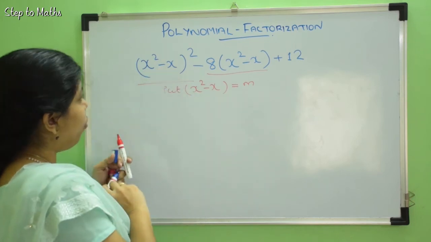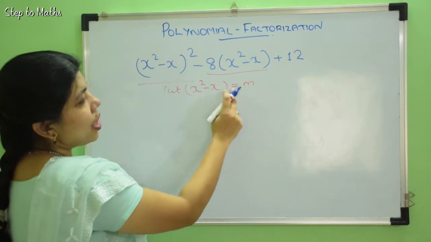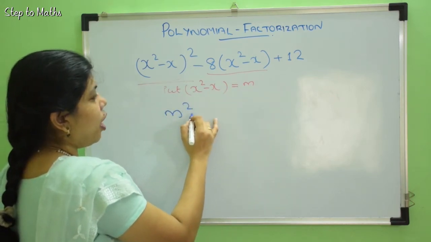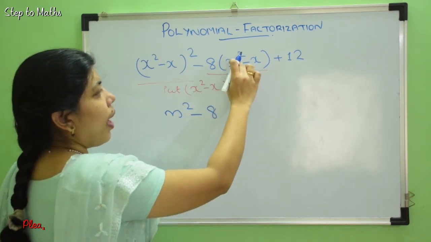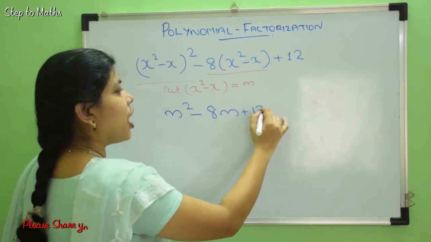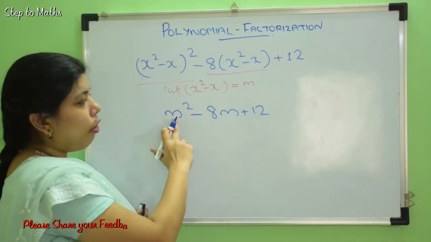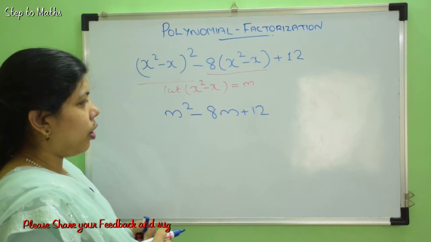Now the given polynomial becomes, x square minus x is m, so we can rewrite it as m square minus 8m plus 12. The given polynomial becomes in the form m square minus 8m plus 12.